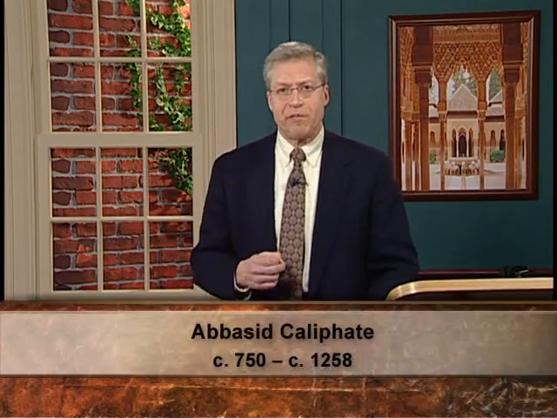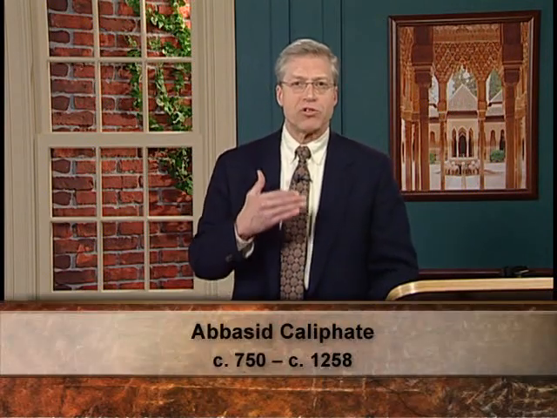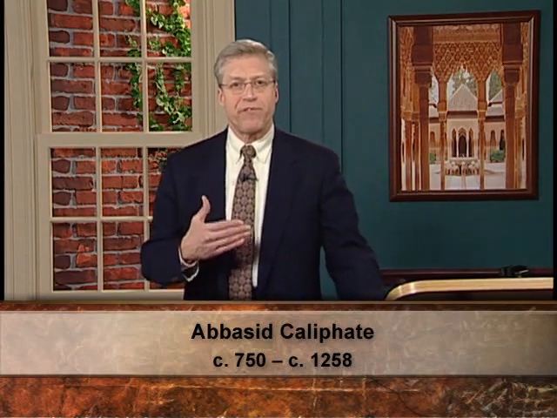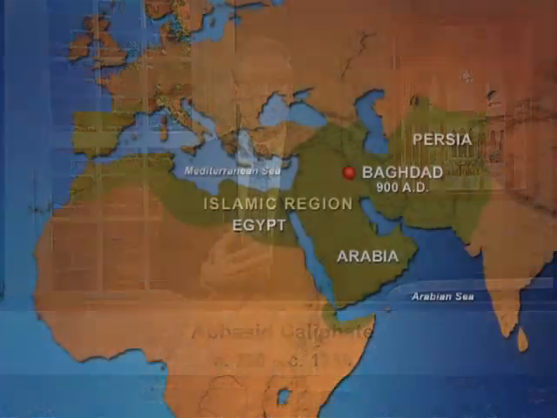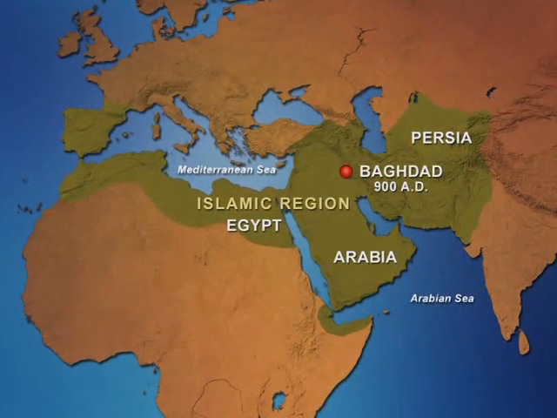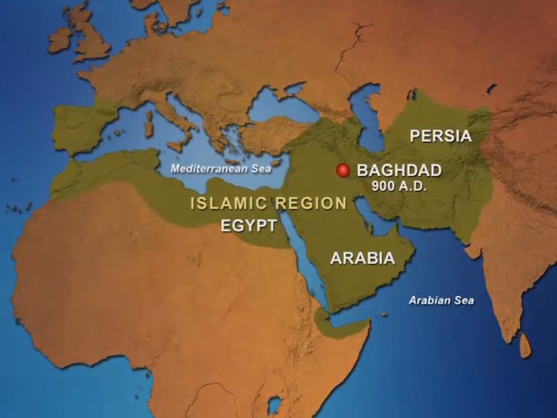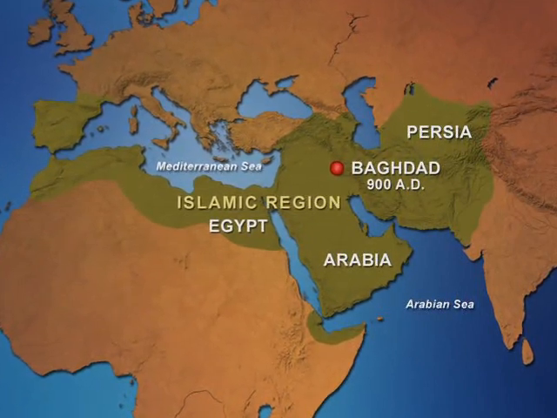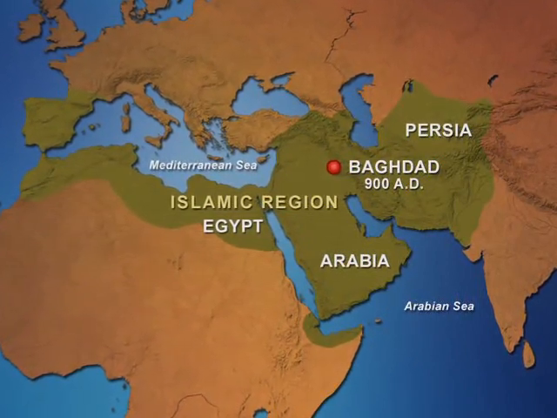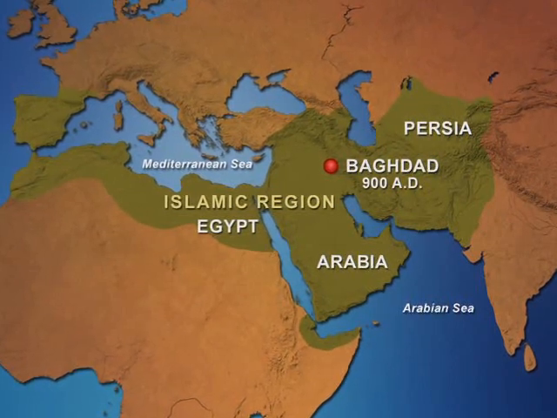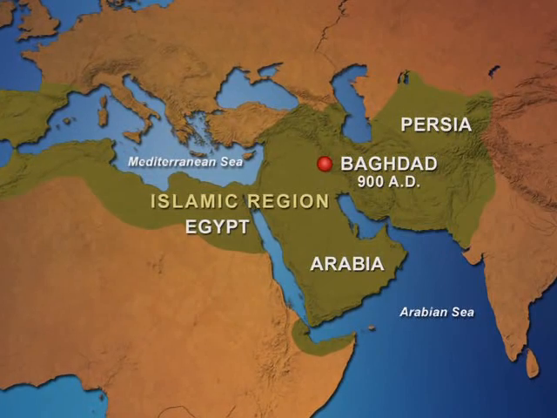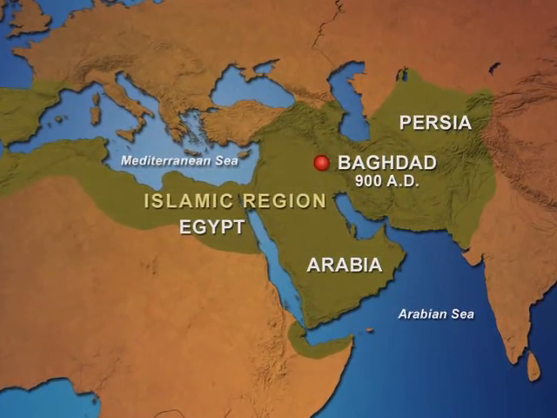And I want to focus on the Abbasid Caliphate that began around 750 AD. A few years after the founding of this caliphate, the capital of the Islamic world was moved to Baghdad. And for the next several hundred years, Baghdad would be the cultural center of the Islamic world, and it would become a very important center for the development of science in general and mathematics specifically.